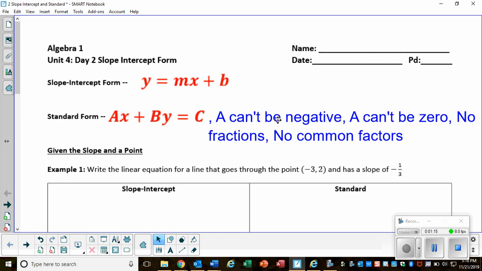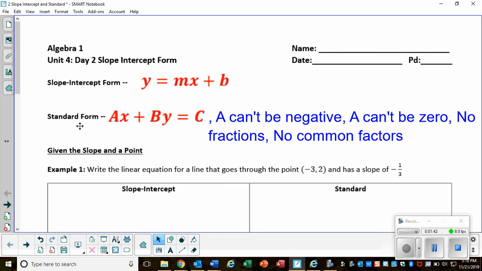When you write it with x and y on the same side, the a, meaning the number with x, can't be negative. It can't be a 0. There can't be any fractions in the equation at all. And there can't be any common factors between all the numbers. Yeah, I know, it's a lot. So we will talk about those situations as they come up and how to handle them.